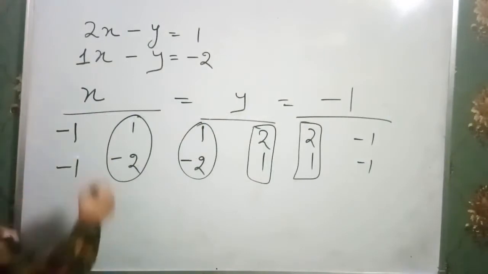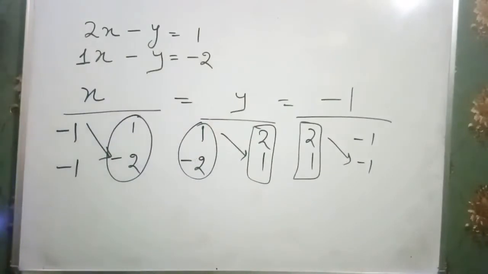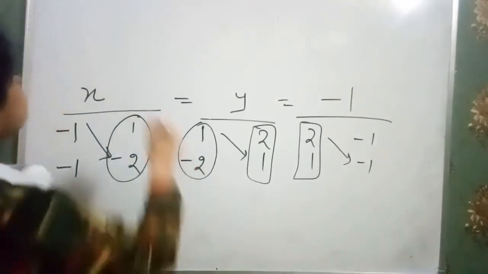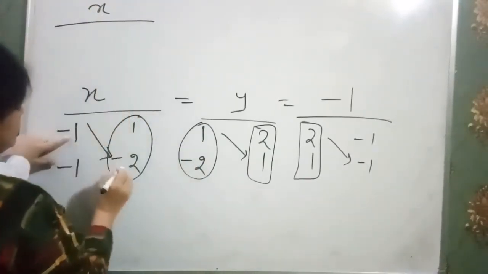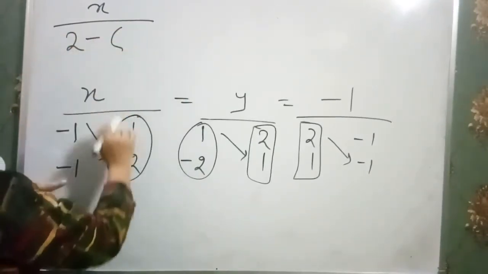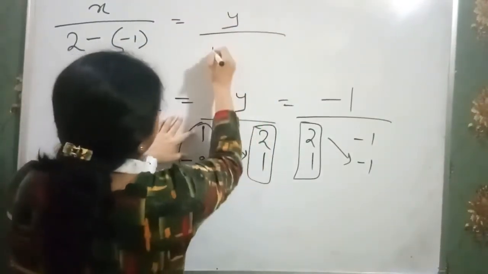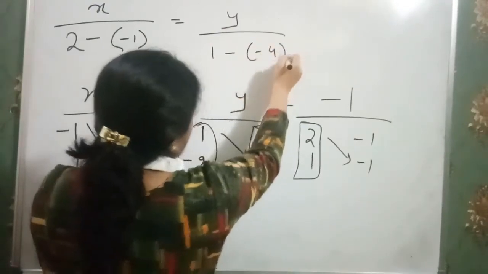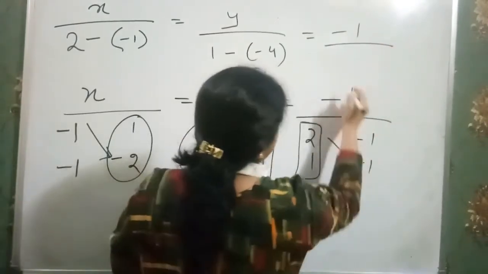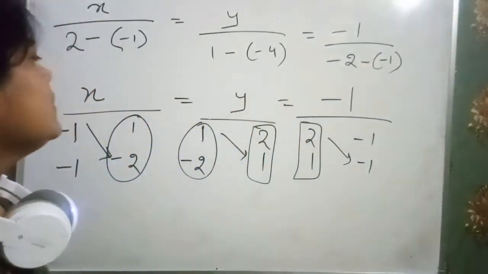Now what we do, we just cross multiply. Okay. Firstly I do that one. So we are left with x over, this minus 1 and minus get cancelled, that is 2 minus, this is minus 1. Clear? Now for the y, we have 1 ones are 1 minus 4, 2 twos are 4. Clear? Which is equal to minus 1. We have 2 ones are 2, that is minus 2 minus 1. Clear? Now proceed.